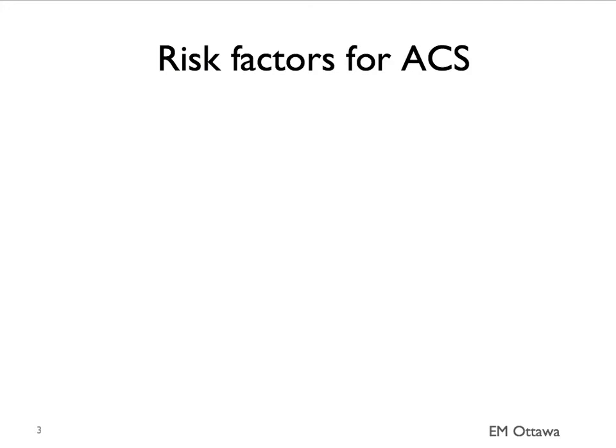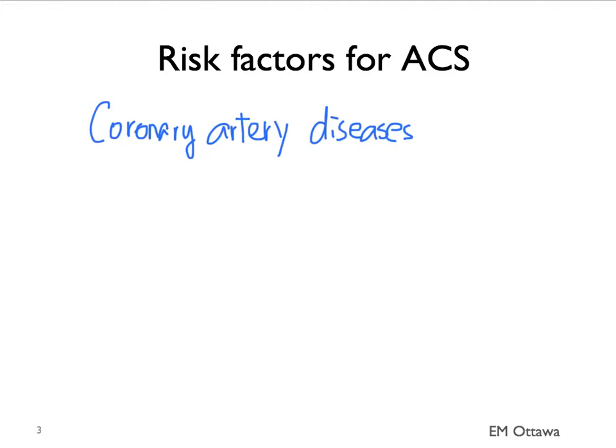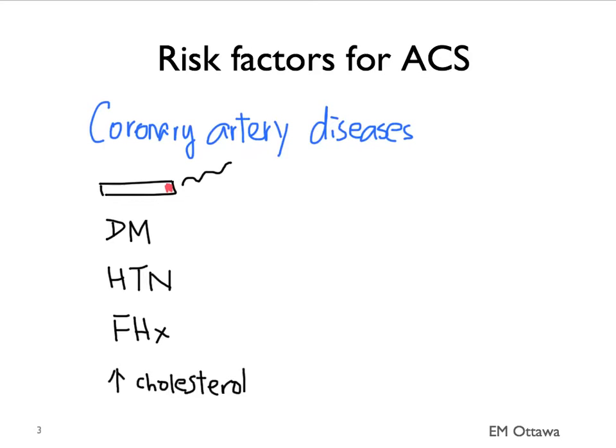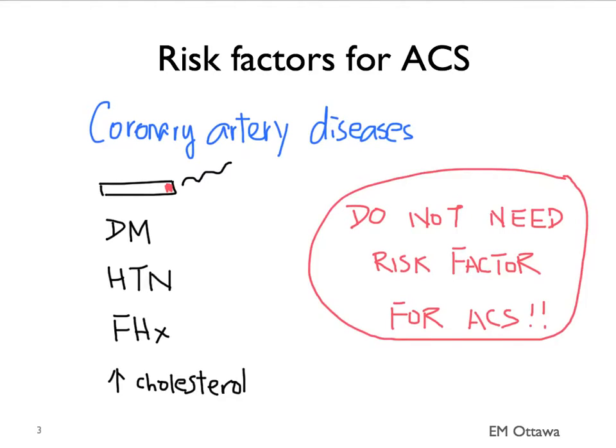There are some main risk factors for developing acute coronary syndrome. These are the risk factors for developing coronary artery disease in general. They include smoking, diabetes, hypertension, family history of coronary artery disease, particularly if younger people are affected. It also includes high cholesterol. Even though the risk factors increase the chance of coronary artery disease, you do not need to have any of these risk factors to have an acute coronary syndrome. This is important.